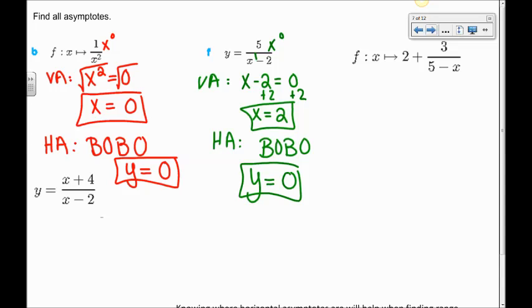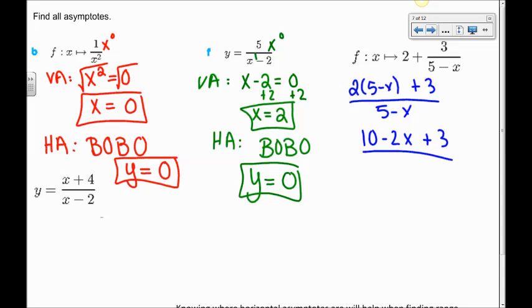Okay, we'll have to combine these into one fraction, so we'll need a common denominator. So we've got 10 minus 2x, 3 over 5 minus x, or 13 minus 2x over 5 minus x is our function.